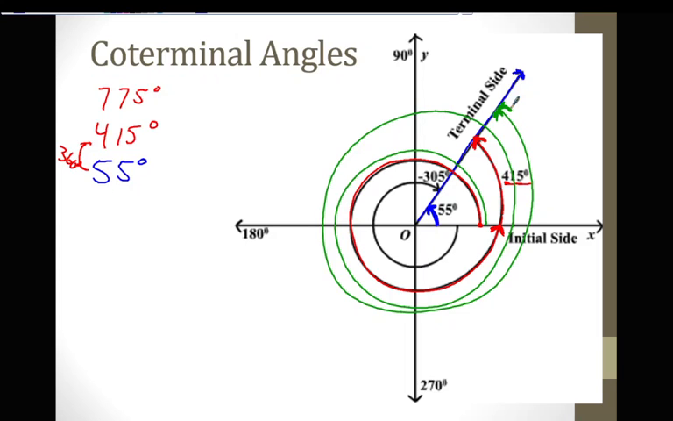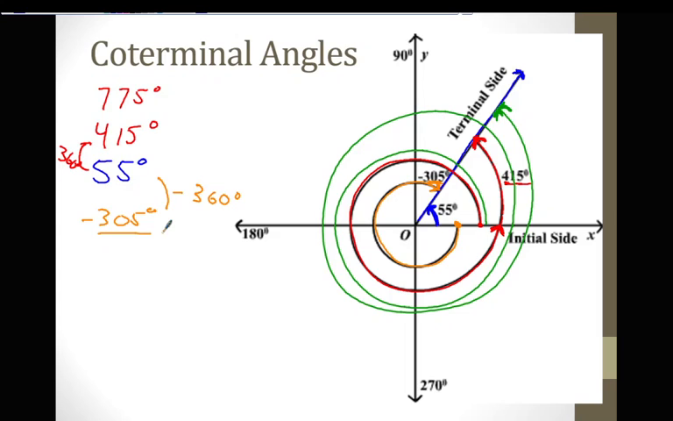Same thing the other way. This other angle here, the negative angle, started here on the initial side, but went the other way. Went around this way. Did it start in the same place? Did it end in the same place? Yes. The difference is it went in the opposite direction. And if you put negative 305 here, that's because we subtracted 360 degrees. So if you take 55 degrees and subtract 360 degrees, you get negative 305 degrees.